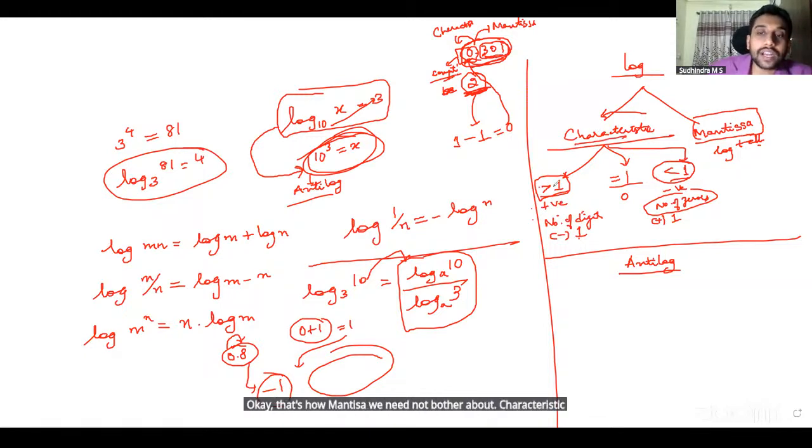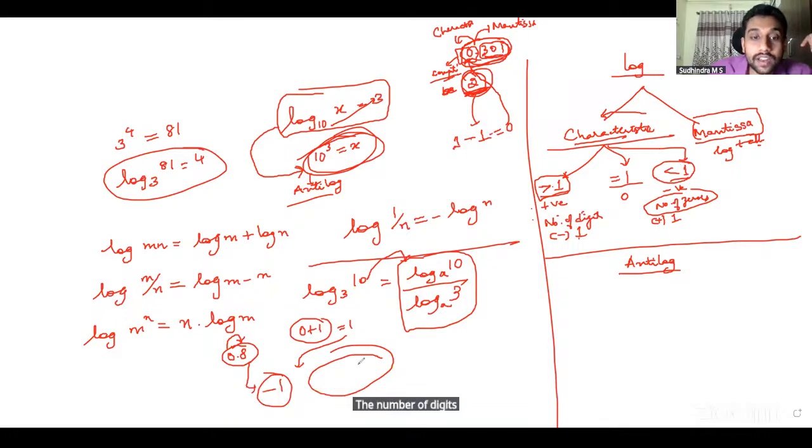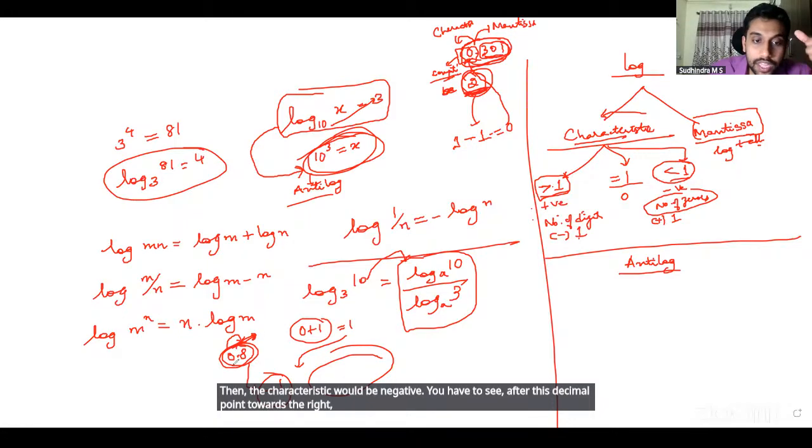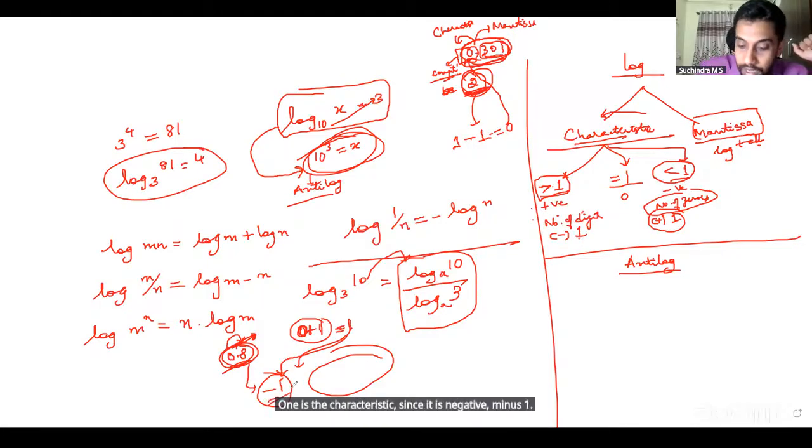Characteristic, if the number is greater than 1 like this, is the number of digits minus 1. If it is less than 1 like this 0.8, then the characteristic would be negative. You have to see after this decimal point towards the right, how many zeros we have. In this case, since we have no zero at all, we have to add 1 to it. 0 plus 1, 1 is the characteristic. Since it is negative, minus 1. Understood, Kushal?